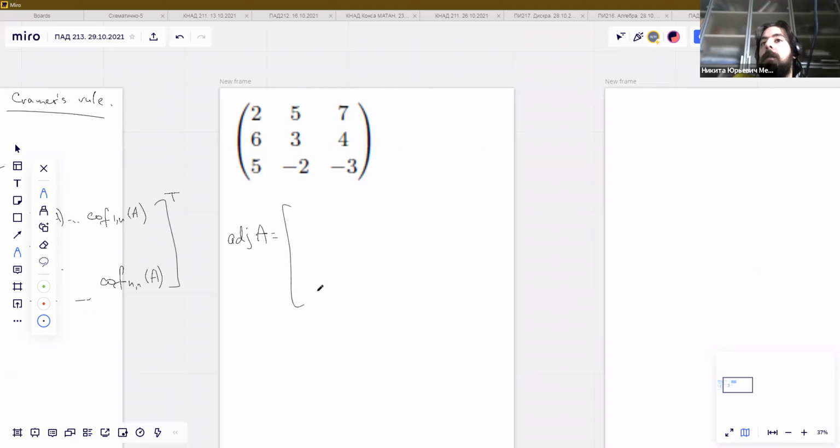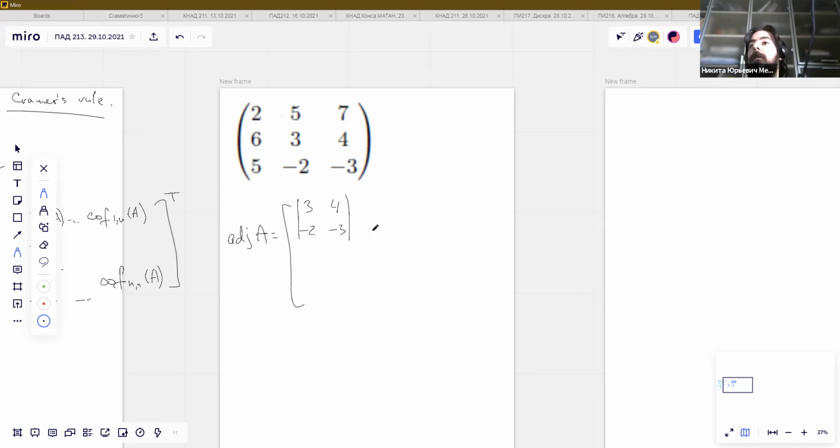So to do this, I have to find a special minor for each element. For this element, I take this minor. I cross out the first row and first column. The result is 3, 4, minus 2, minus 3, like this.